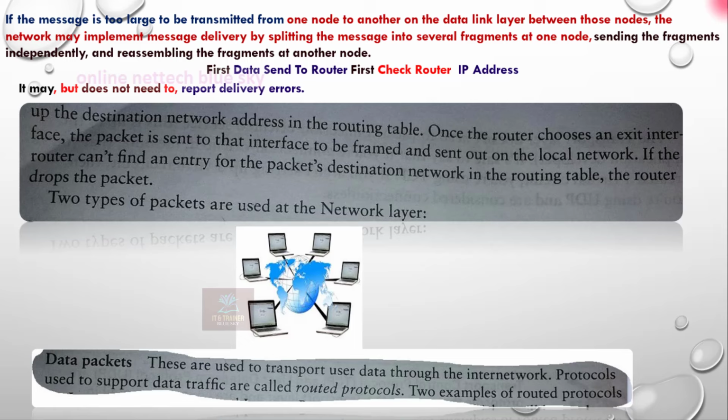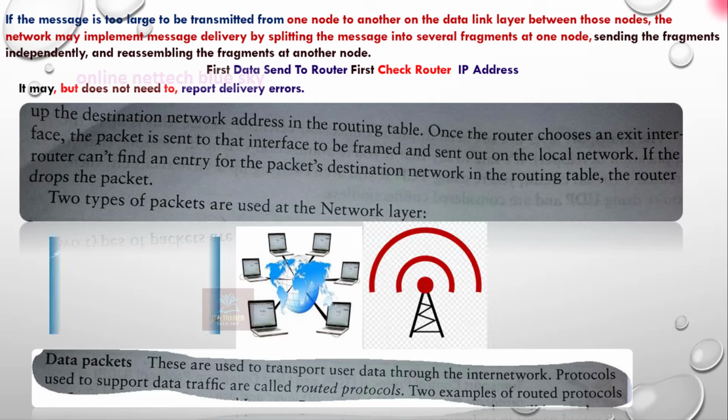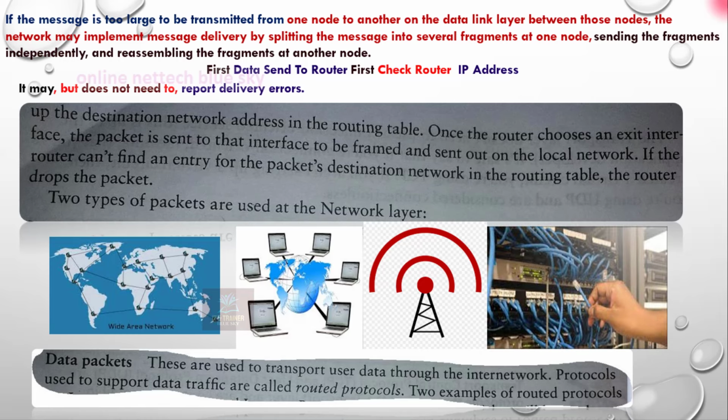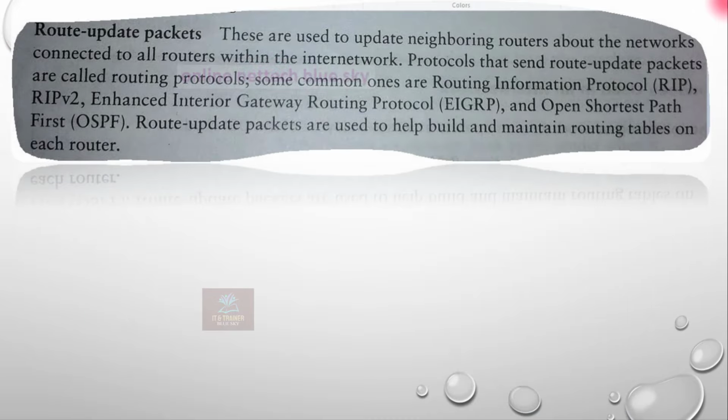Two examples of routed protocols. First, you can see here some wireless technology. Companies always use router system technology, and without a router system you cannot communicate your data from one side to another. This is very important to understand. First, data is sent to the router IP address on the other side. Then the router updates packets.